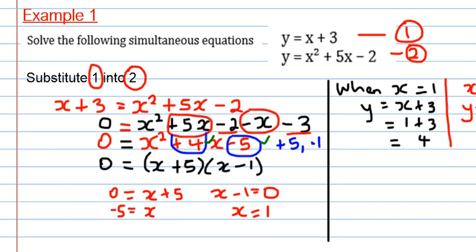Okay, did you get that right? Now we have 4 values because it's a quadratic expression. That's a linear expression, that's a quadratic expression, and we've solved a quadratic equation here. We're going to have 4 answers, okay? So here are the values. That's the first one. When x is minus 5, y is minus 2.